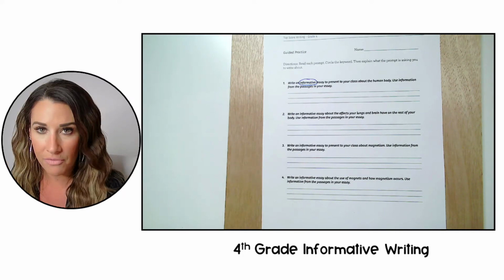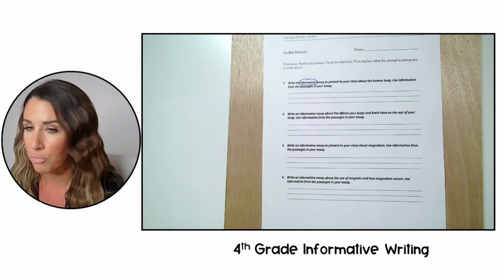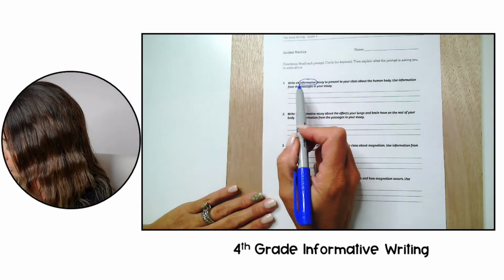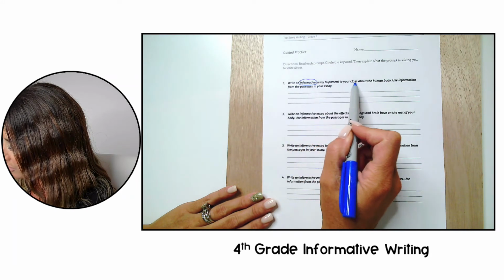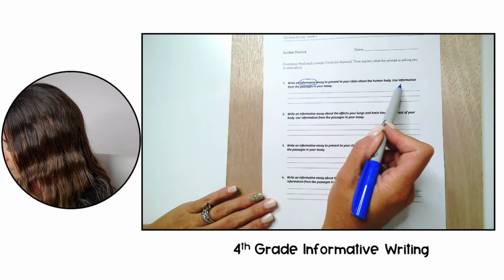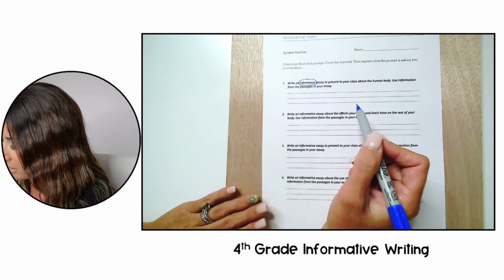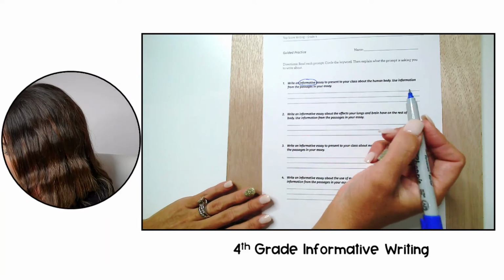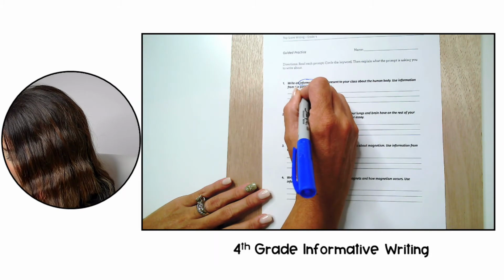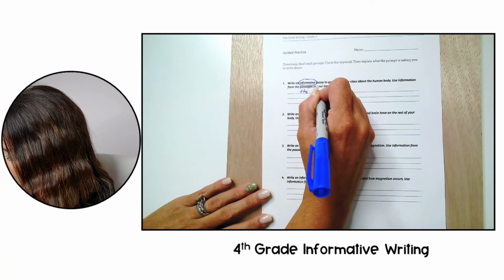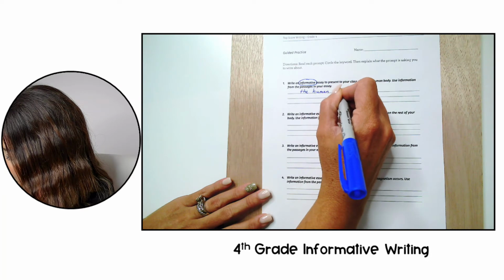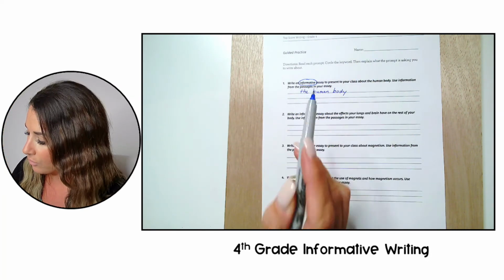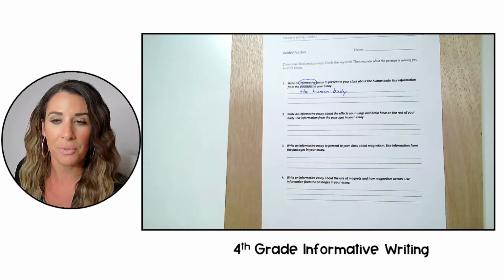Now the second part of the directions say, then explain what the prompt is asking you to write about. So I'm going to take a look, write an informative essay to present to your class about the human body. Use information from the passages in your essay. This one's pretty general. It's not asking me for anything specific. So the prompt is asking me to write about the human body.